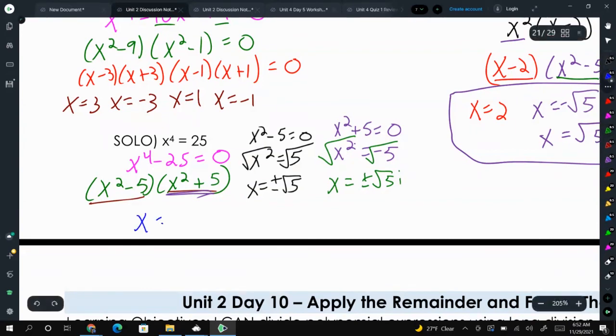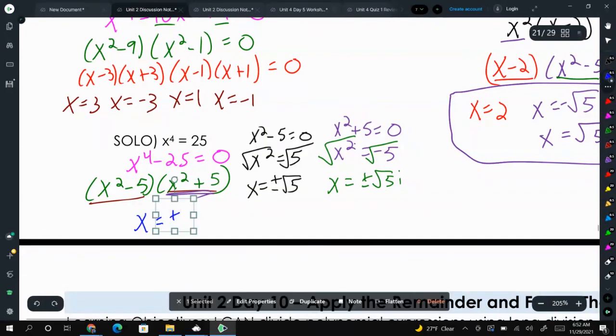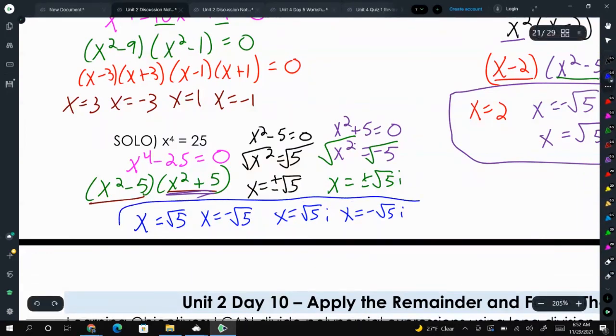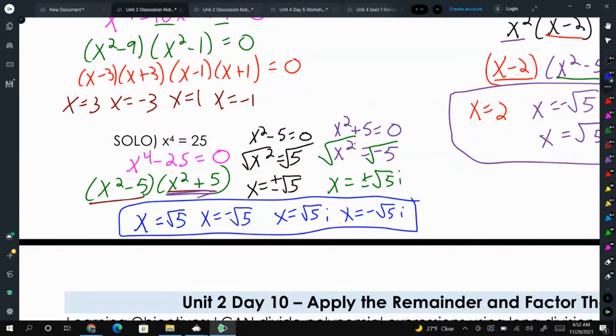So we have x equals the square root of 5, x equals negative square root of 5, x equals square root of 5i, x equals negative square root of 5i. You could leave it as plus or minus form, but I like to write them out so that I, in my own mind, can see, all right, I have all my solutions written out.